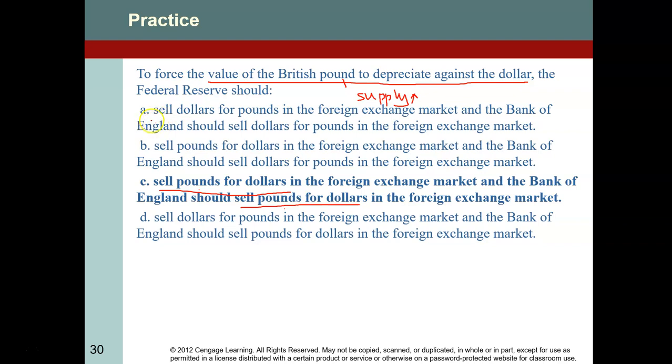For option A, sell dollar for pound, this is not correct. For option B, sell pound for dollar, this is correct for one agency, but sell dollar for pound is not correct for the other. Option D, sell dollar for pound, not correct; sell pound for dollar, this is correct. Only C has both agencies selling pounds for dollars. And this will let the value of the pound depreciate and the dollar value appreciate.